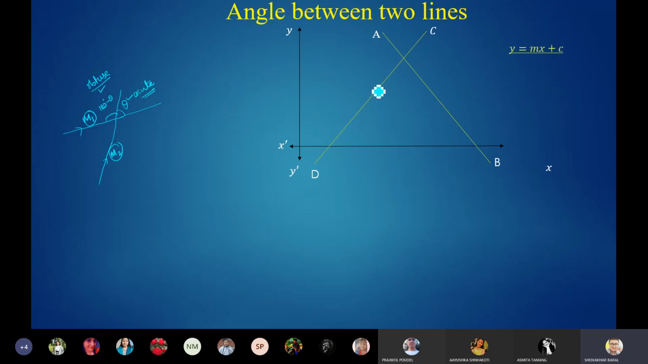So similarly, we are deriving the formula. Here AB has the equation y equals m1x plus c1. I'll solve the problem also today. And CD has the equation y equals m2x plus c2. We are going to find the angle between these two lines AB and CD. If there is theta, then there is also 180 minus theta, the obtuse angle.